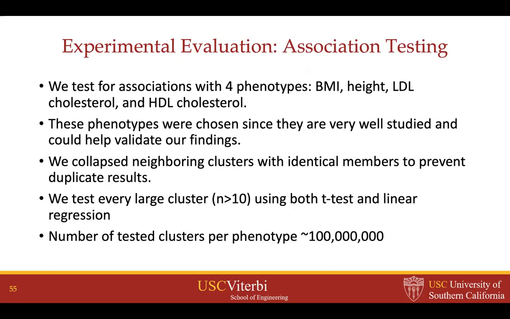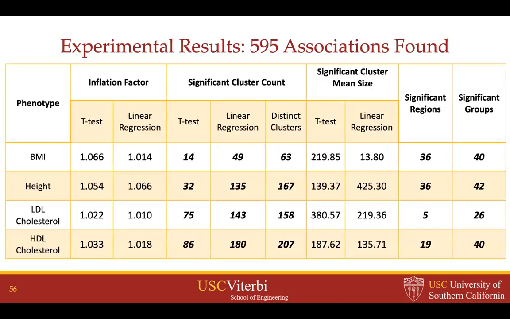We tested 4 different phenotypes: BMI, height, LDL cholesterol, and HDL cholesterol. We only tested clusters that had more than 10 members to deal with the inflation of our results, which filtered down our clusters from 500 million to 100 million. Here is a summary of our results. In total, we found 595 significant associations between these familial clusters and our 4 tested phenotypes.